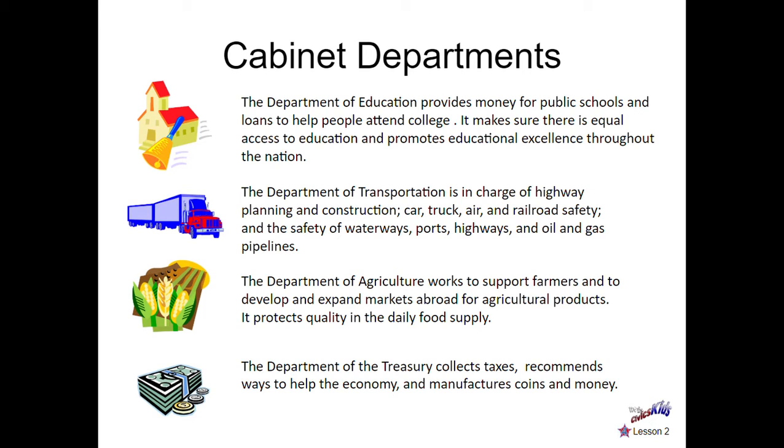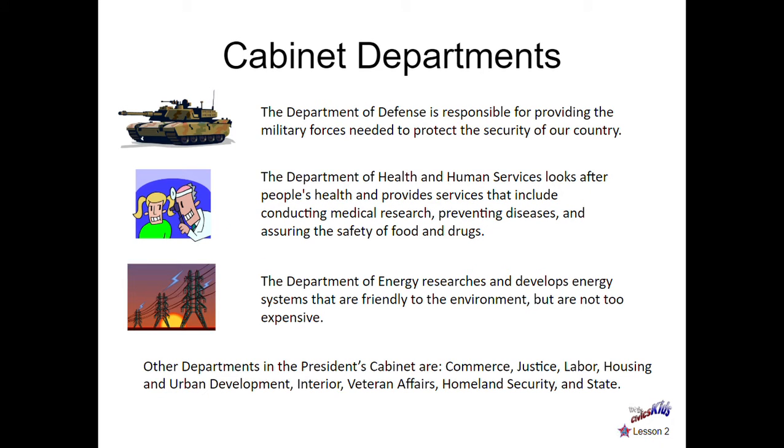They, as I made mention, manufacture coin and money. Next is the Department of Defense. They're big and good with guns. They provide the military force that protects our country.